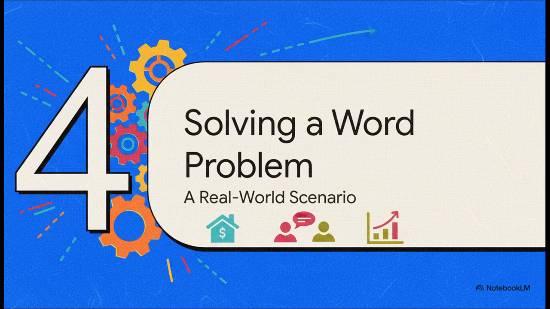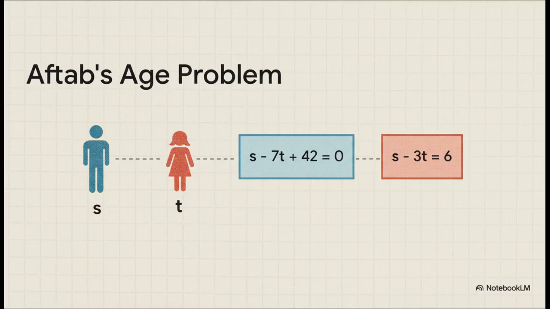Okay, that's all well and good for a bunch of x's and y's, but where does this actually show up in the real world? Let's tackle a word problem to see how this is actually a practical skill. A classic age problem. Now remember, with any word problem, the absolute first step is always to translate the sentences into math. So let's use S for Aftab's age and T for his daughter's age. Based on the clues in the problem, we can build these two linear equations.